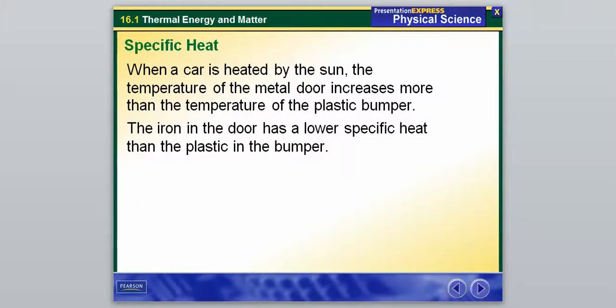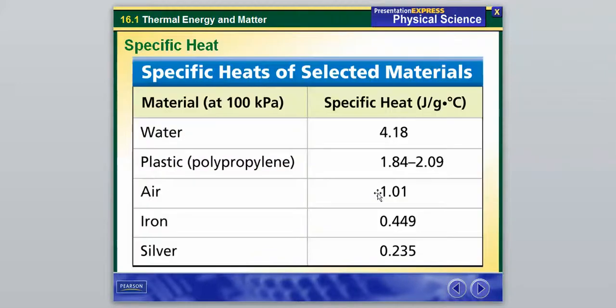A real life example is when a car is heated by the sun. The temperature of a metal door is going to increase more than the temperature of a plastic bumper. Because the temperature increases more in the door, the iron in the door has a lower specific heat than the plastic in the bumper. If your temperature is more easily affected by a change in the energy around you, you have a lower specific heat. The plastic doesn't get affected as much, so it has a higher specific heat.